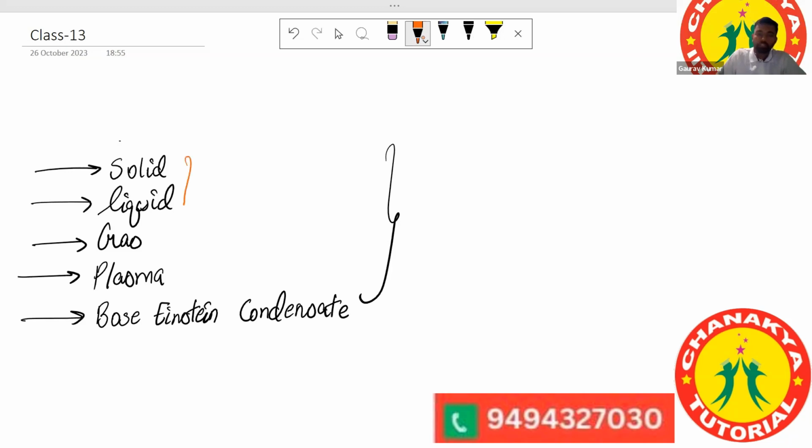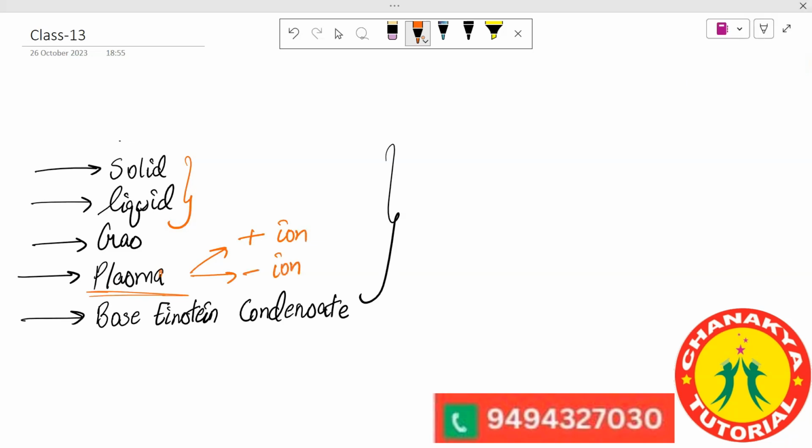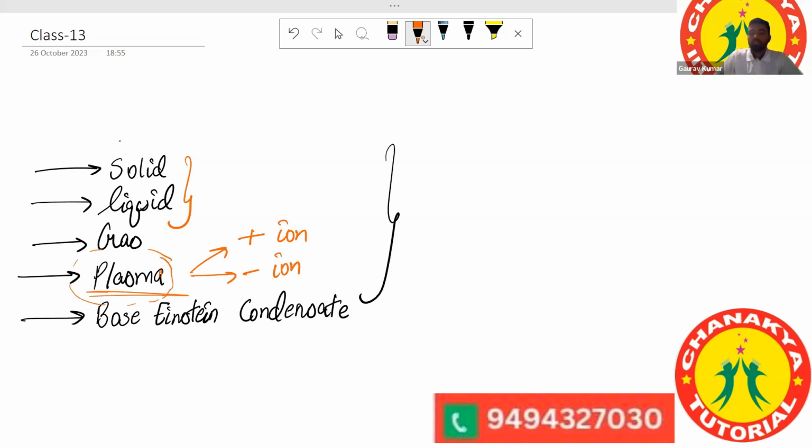Okay, so you know about these three. The plasma. What is plasma? So there is a plasma field in a bulb. What does that mean? That there is a gas which is ionized. Ionized means there is some positive ion, some negative ion, inside that bulb. Yes, separation of charges. And these ions are very highly energetic. These ions contain very high energy. So this is known as plasma. Okay, so there exists plasma in our atmosphere also.